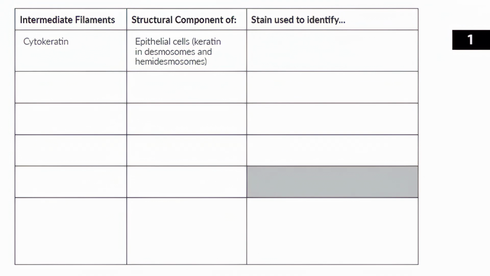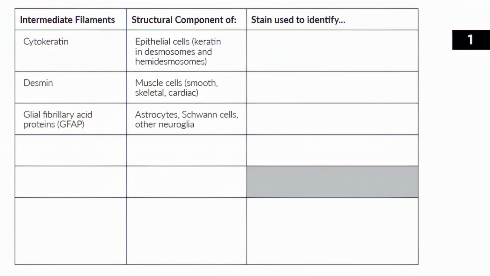the next row is desmin. Now, desmin is found in all types of muscle cells, smooth muscle cells, skeletal muscle cells, even cardiac muscle cells. The next one is GFAP, or glial fibrillary acid proteins, which are found in glial cells, such as astrocytes and Schwann cells and so on. So this is a type of ectodermal intermediate filament.